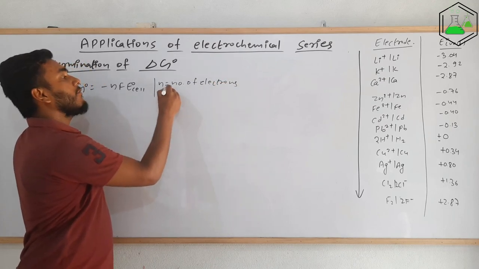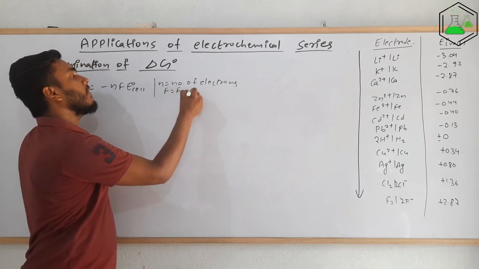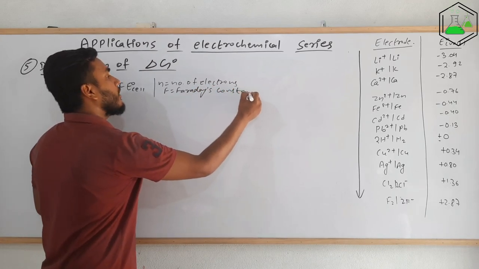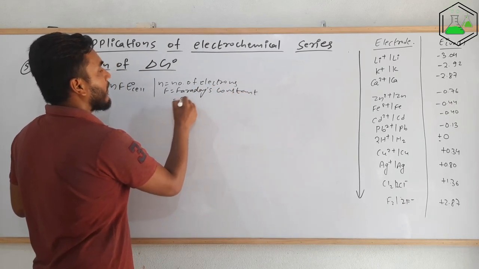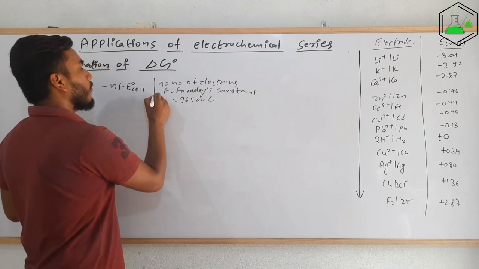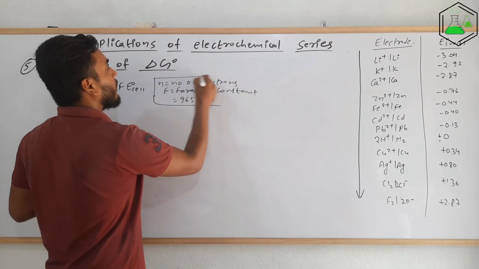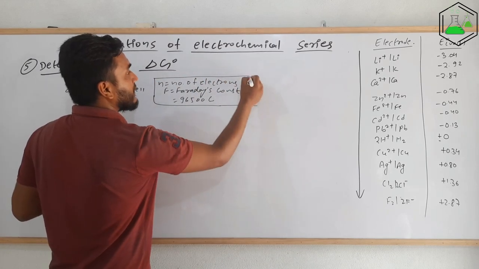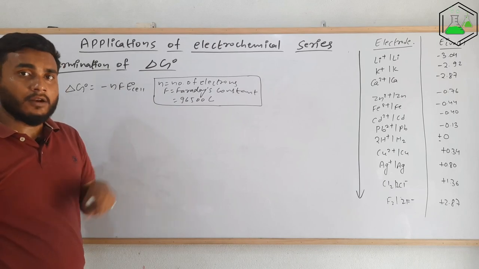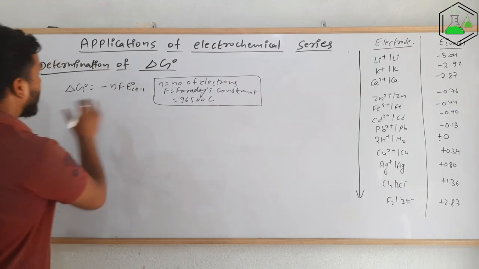This F means Faraday's constant, whose value is 96500 coulomb. And this E naught cell, you already know, is the standard EMF of the cell. We need to calculate the standard EMF of the cell by using the formula E naught cathode minus E naught anode. Then we need to put the values in this formula.